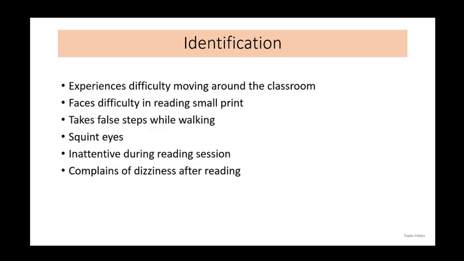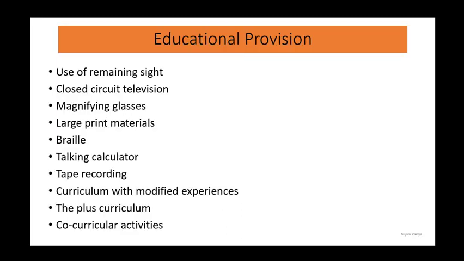They experience difficulty in moving around the classroom, as they cannot see properly like normal students. They face difficulty in reading small print material. They take false steps while walking. Their eyes are squint. They are inattentive during reading sessions, as they cannot see the things they have to read, and they complain of dizziness after reading. So there are different educational provisions for these visually impaired students.